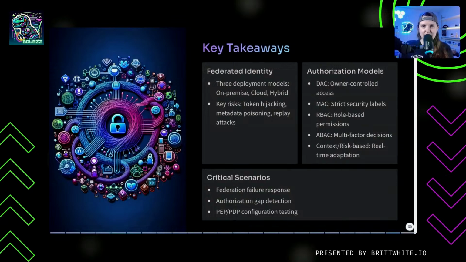Here are 3 critical exam scenarios for Federation and authorization. First, Federation failure, where hundreds of users are locked out of SSO because it isn't working. What's your response plan for business continuity while addressing the root cause? Next, authorization gaps from implementing the wrong access control model for your environment, leading to excessive permissions. How do you identify these gaps before they become security incidents? And finally, PEP and PDP configuration issues that could create security holes. How do you test and validate these configurations?